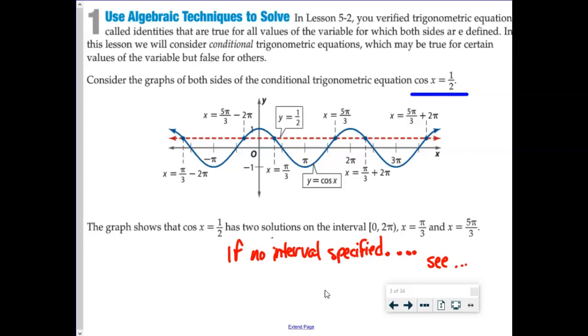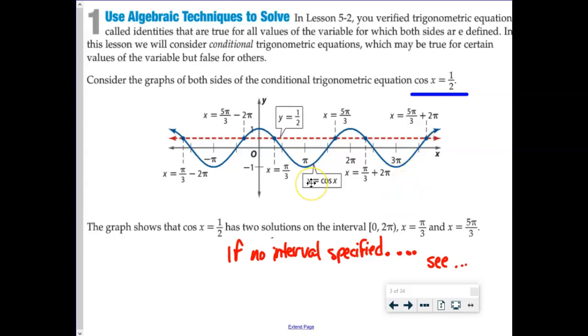I'm going to ask you things like cosine of x equals 1/2. Please solve that equation. So if you want a visual representation for what we're looking at, here's a cosine graph drawn by a computer, not me. And then here's the line 1/2. How many times are we going to see an intersection? A lot. Yeah, the answer is a lot.